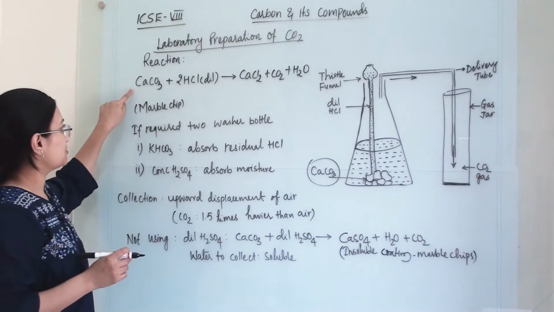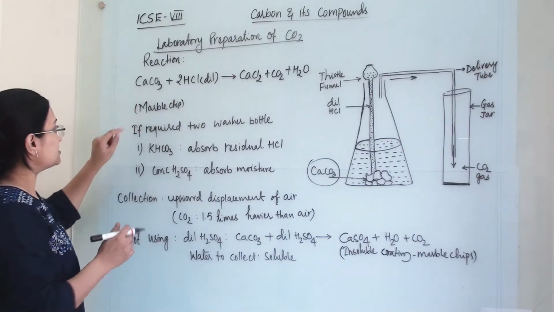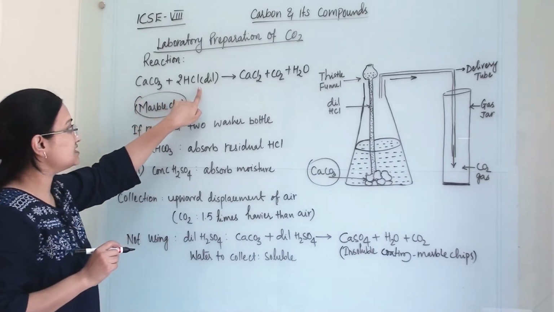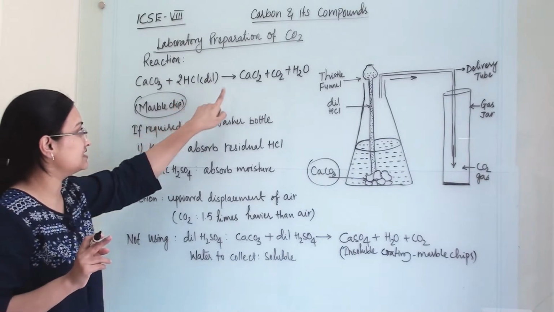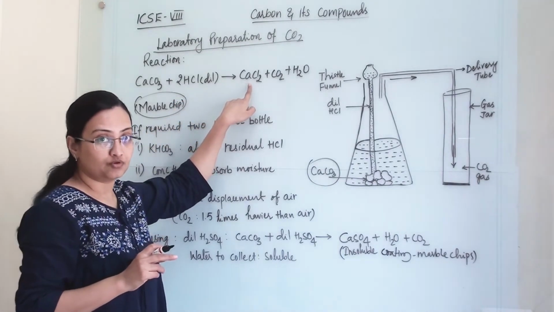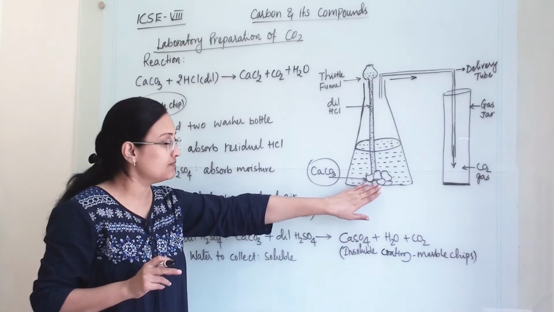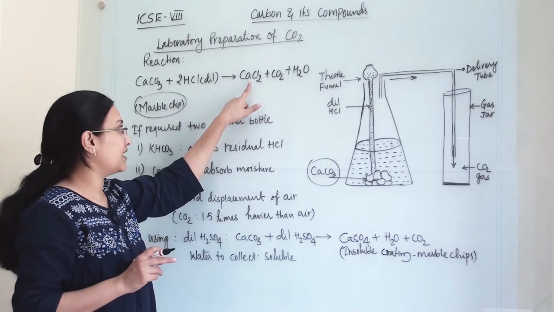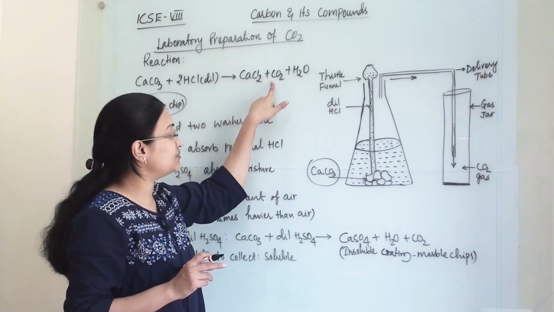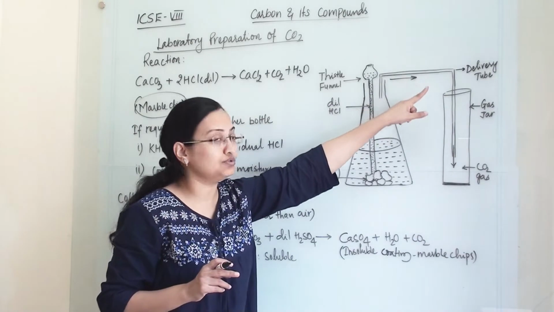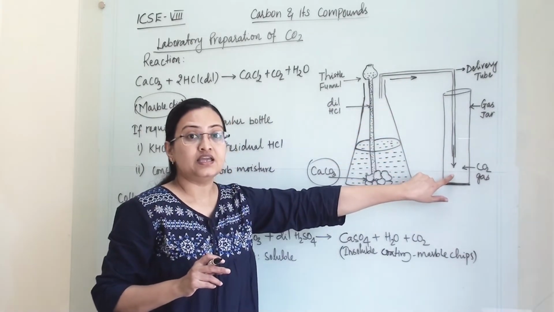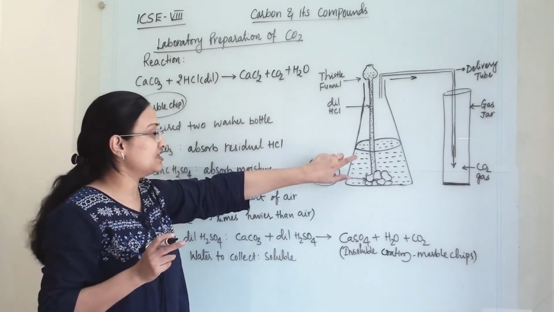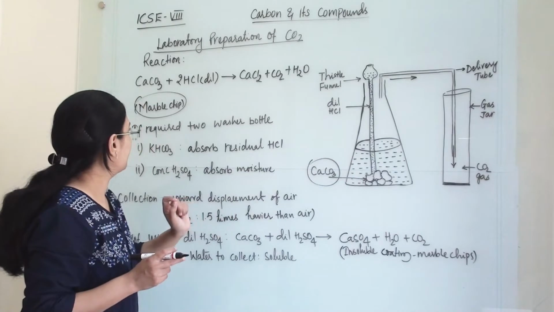This is our reaction. Calcium carbonate, which we are getting through a marble chip. So this is calcium carbonate. When it reacts with dilute hydrochloric acid, it will give us calcium chloride. So when the reaction is completed, whatever mass is there in the conical flask is calcium chloride. Carbon dioxide gas will be generated, and that gas will travel through this delivery tube, and we are collecting it in a gas jar. And water will be generated through this reaction. It will remain in this conical flask.